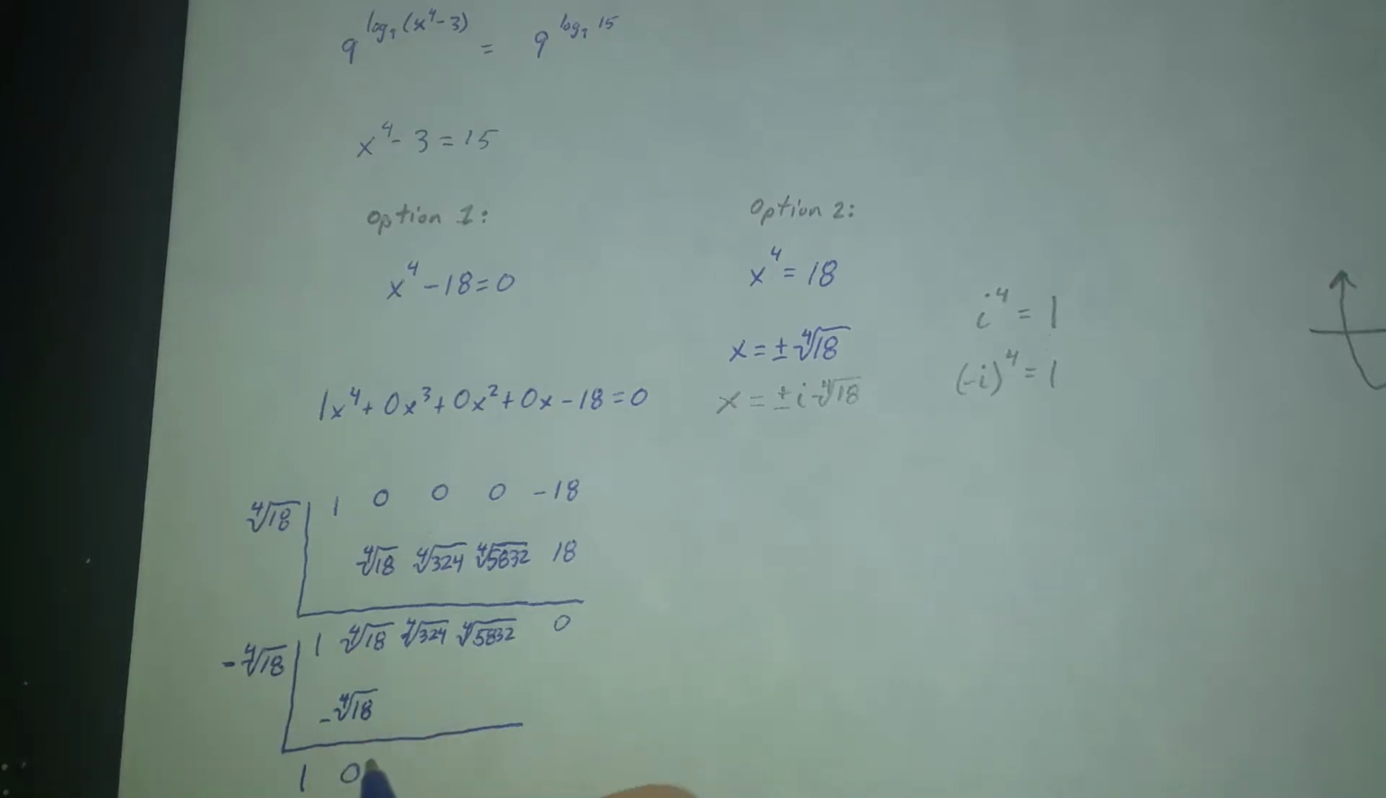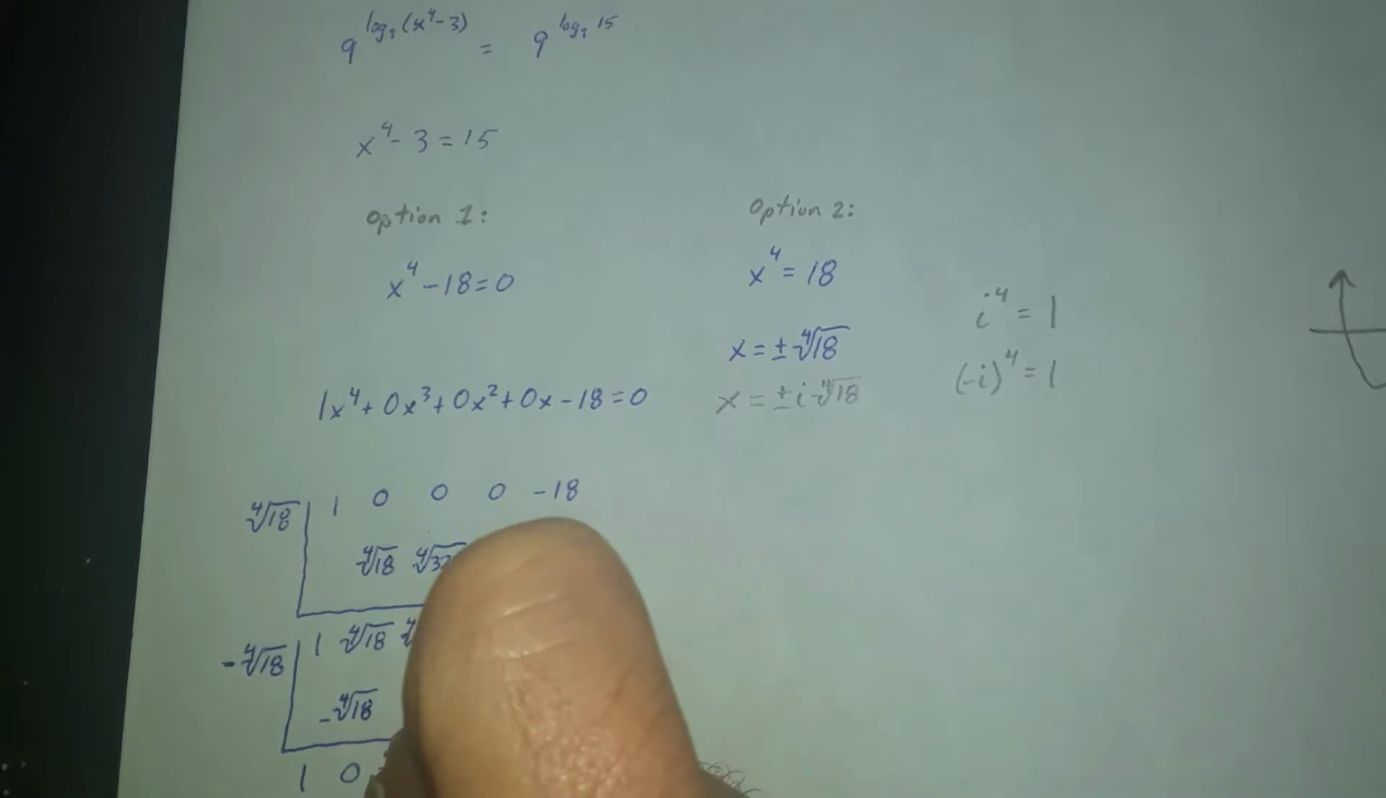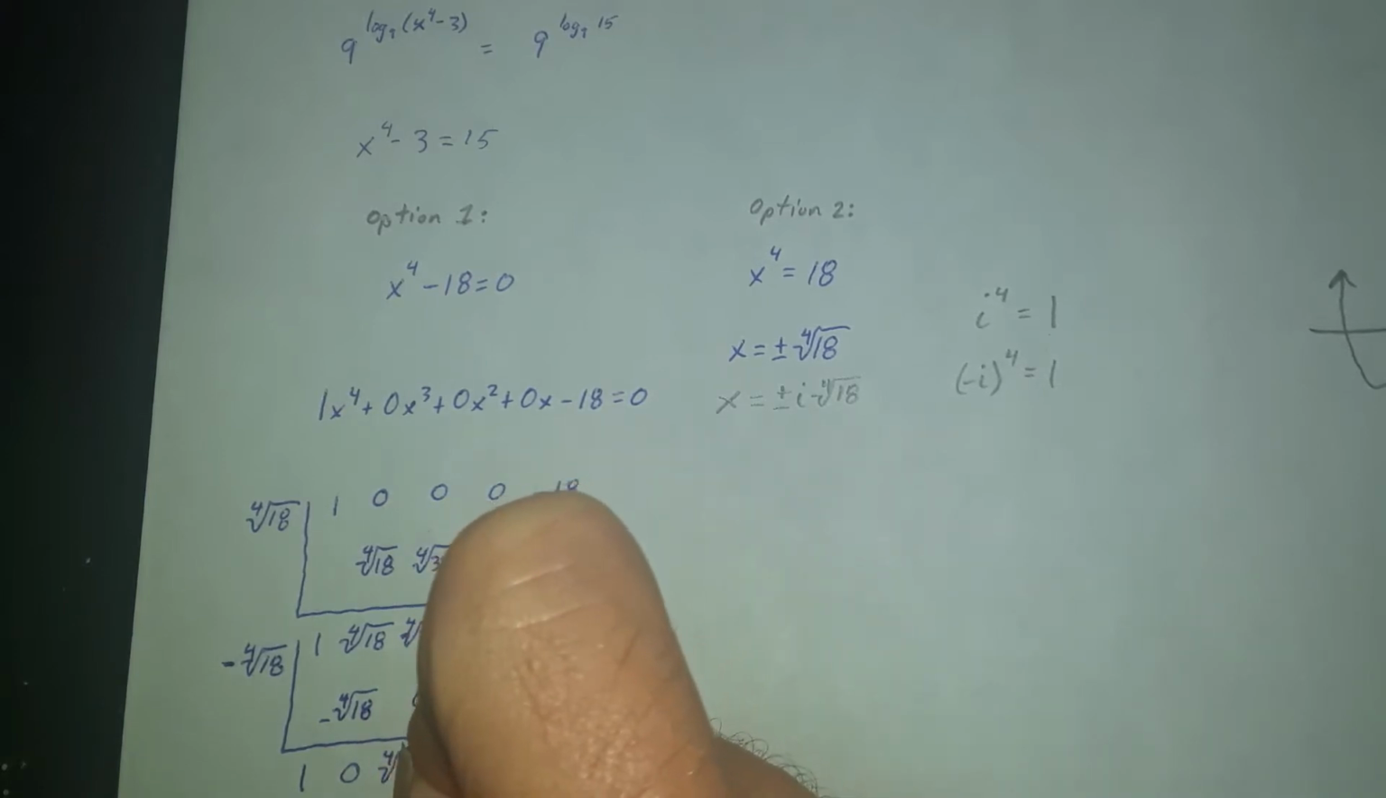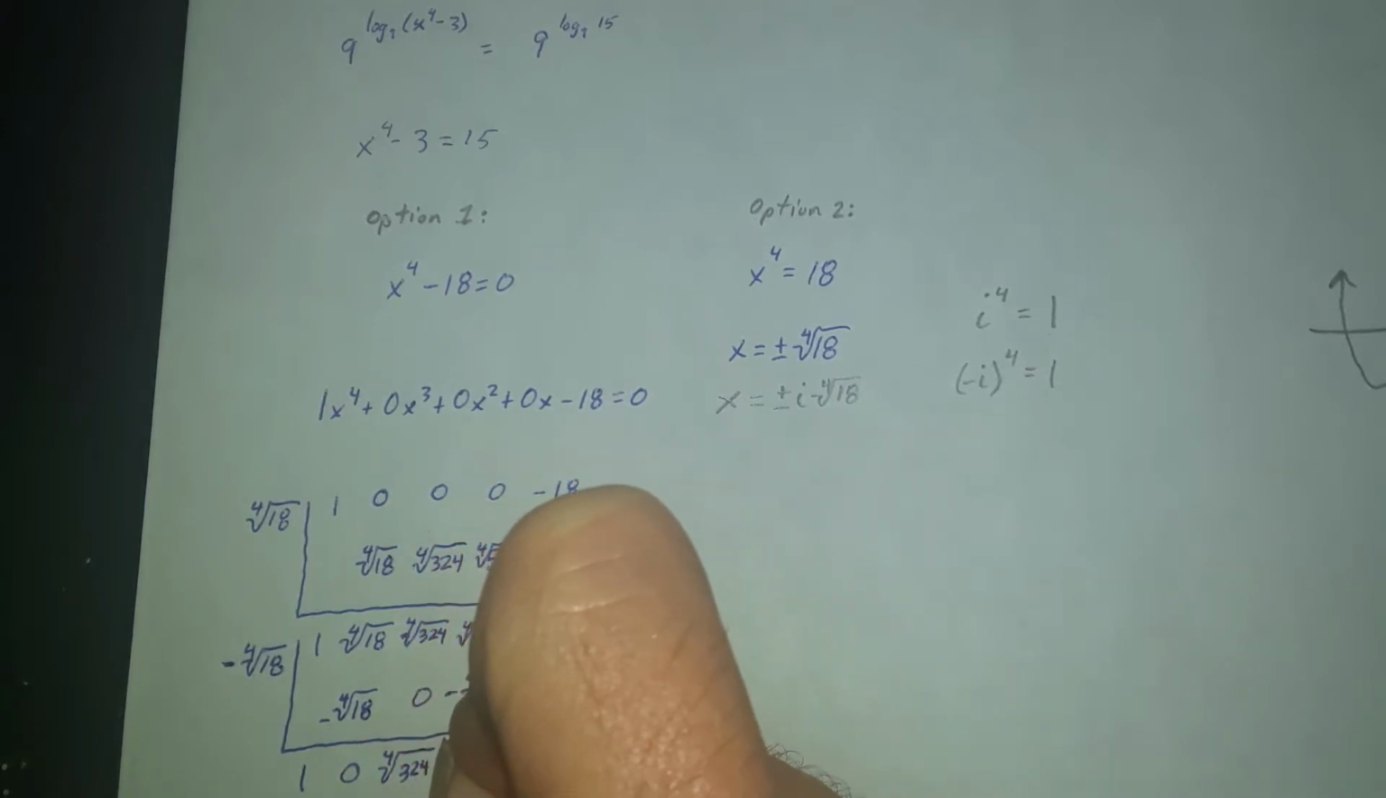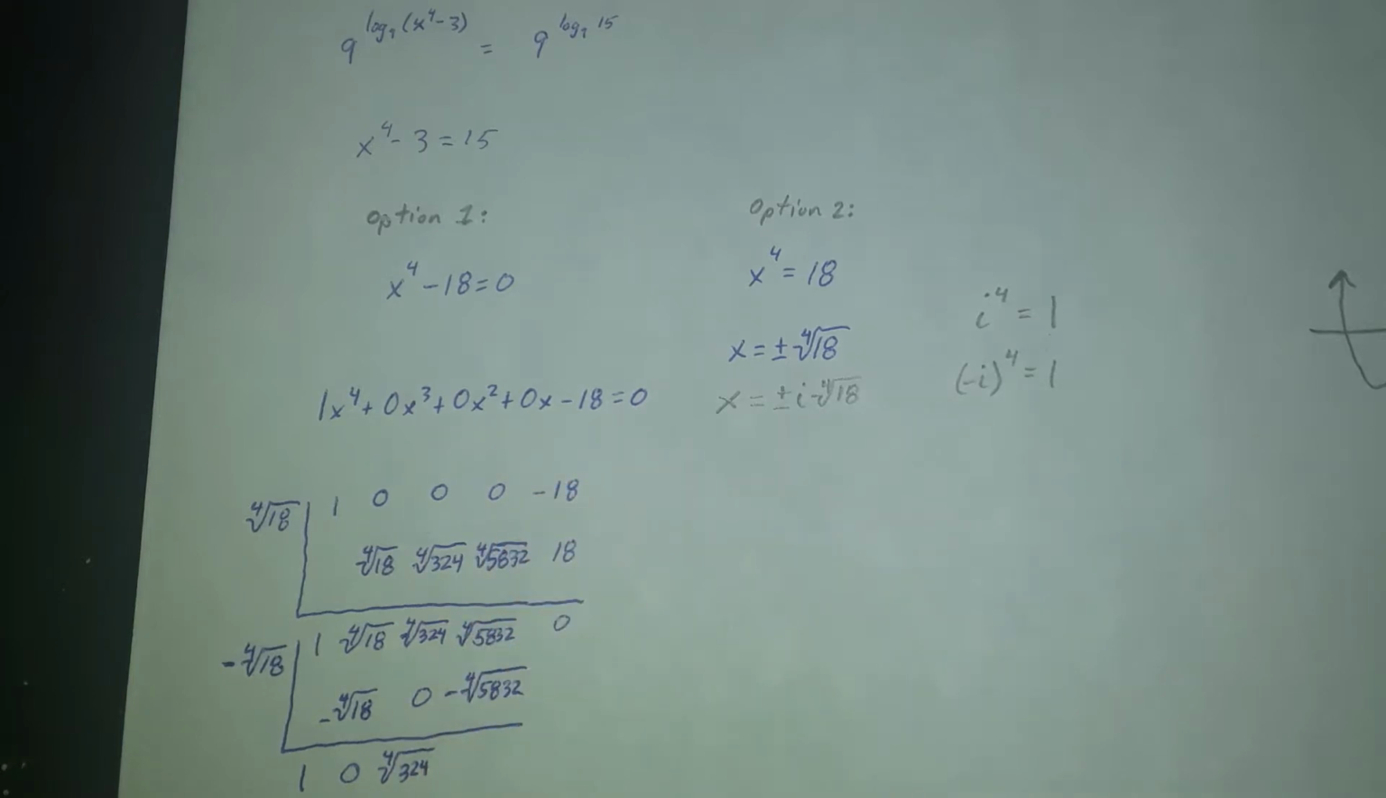So I have this times 0 is 0, and I add those together, and I get the fourth root of 324 here. I multiply this by this, and I get the negative version of the fourth root of 5,832. And so that's 0 again. So this is a depressed polynomial, and it's done twice here. So this is really a quadratic. So this is an A, a B, and a C value that I can plug into the quadratic equation.